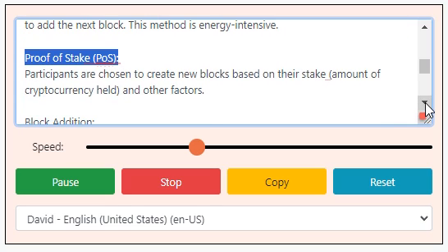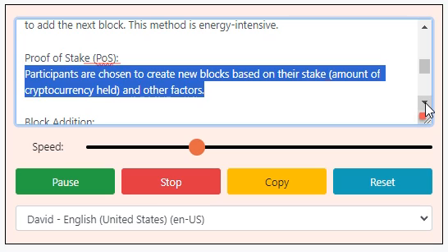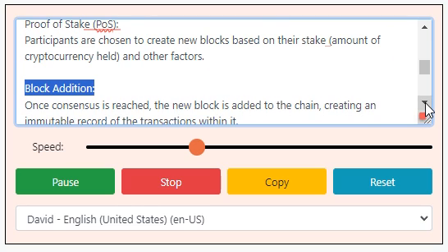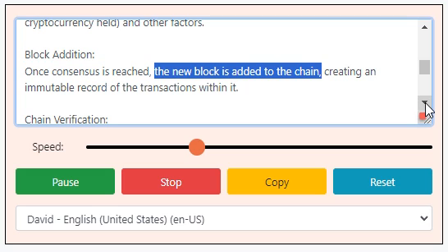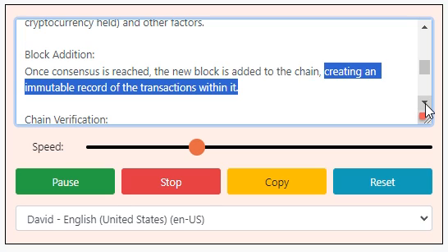Proof of stake, POS. Participants are chosen to create new blocks based on their stake, amount of cryptocurrency held, and other factors. Block addition. Once consensus is reached, the new block is added to the chain, creating an immutable record of the transactions within it.